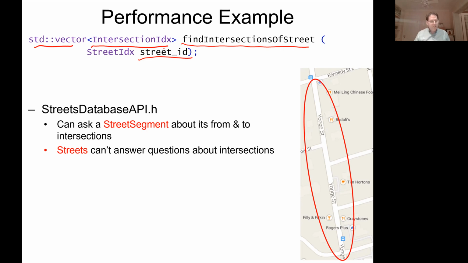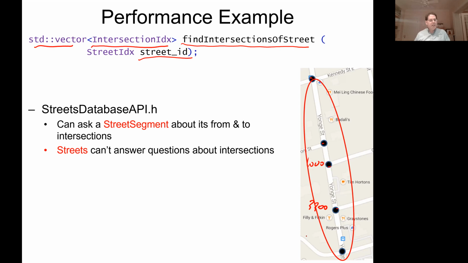So this is Yonge Street, and Yonge Street has a lot of intersections on it. So we should return a vector with an integer for every one of these little dots. So that might be intersection 1,000. This might be intersection 3,300. And those should both be in the vector along with a bunch more intersections. Okay, how can we do this?